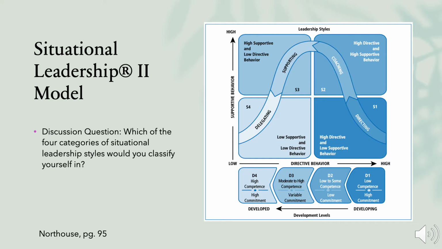And you can see with the arrows on the bottom and the left side of the model, directive behaviors are high in the S1 and S2 quadrants, and lower in the S3 and the S4 quadrants. And then supportive behaviors are higher in the S2 and S3 quadrants, and then low in the S1 and S4 quadrants.